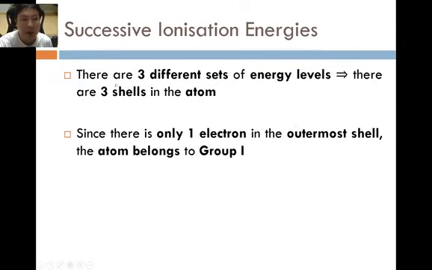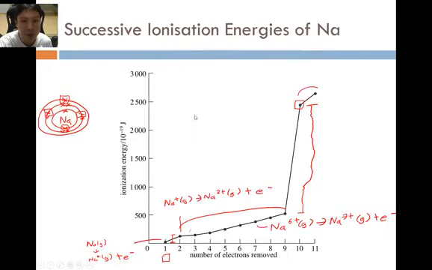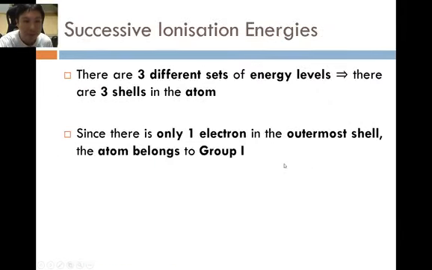Okay, so as mentioned just now, there are 3 different sets of energy levels. There are 3 shells in the atom, so 3 sets of shell, 1, 2, and 3. And since the atom belongs to group 1, so period 3 group 1, it is the sodium atom.